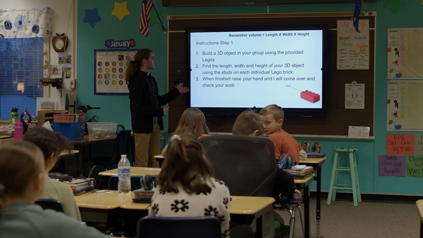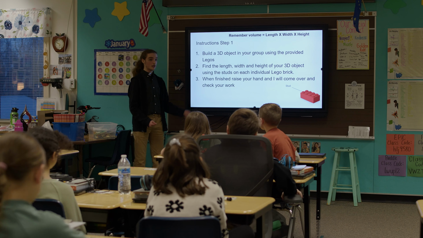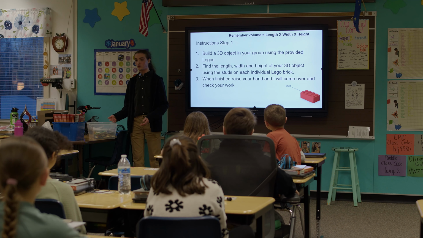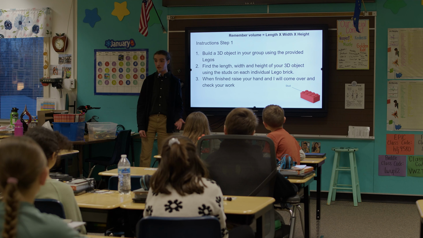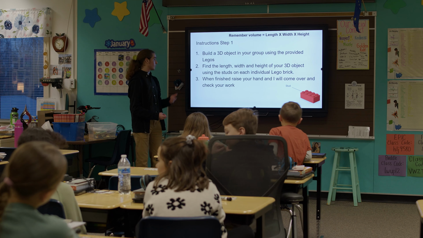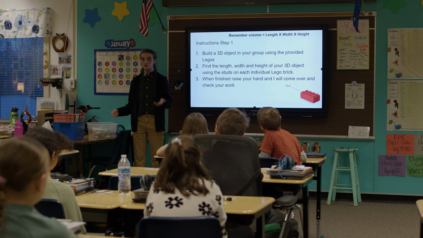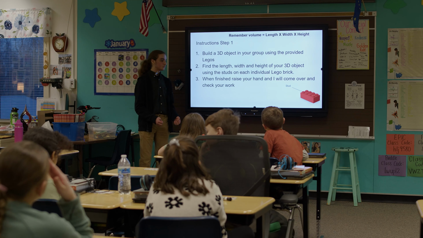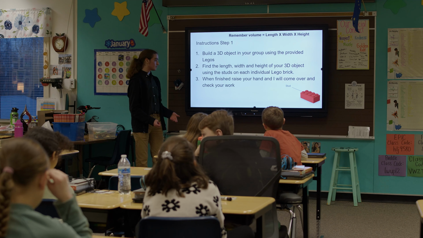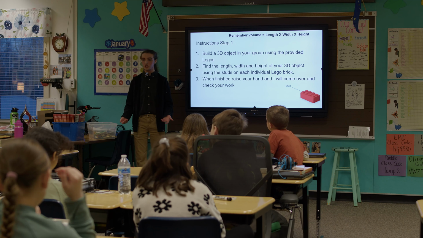So what you're going to do is build a 3D object in your group using the provided Legos. It's going to be 20 2x4s, and one 16x16 plate to build on. That's not going to contribute to the actual volume. Then you're going to find the length, width, and height of your 3D object using the studs on each individual Lego brick. When you're finished, raise your hand, and I'm going to come over and check your work and see how you did.